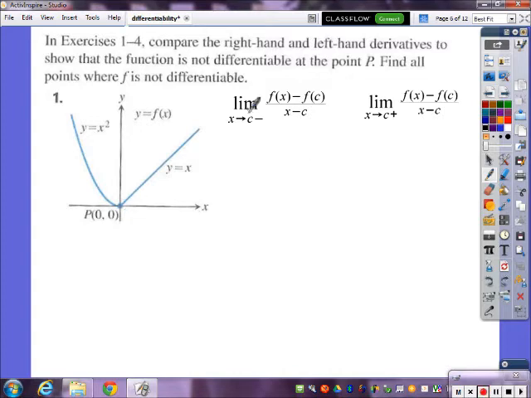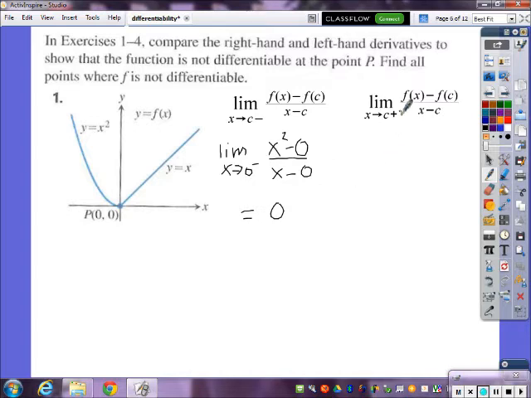But we need to support it algebraically. So let's look. The limit as x approaches c from the left, where the c value is going to be 0. And from the left, my function is x squared. So I'm going to write this out using x squared instead of f of x, and then f of c, well, f of 0 is 0, over x minus c, which was 0. So simplify, and x squared over x divides out to just be x. Plug in your 0 and you get 0.